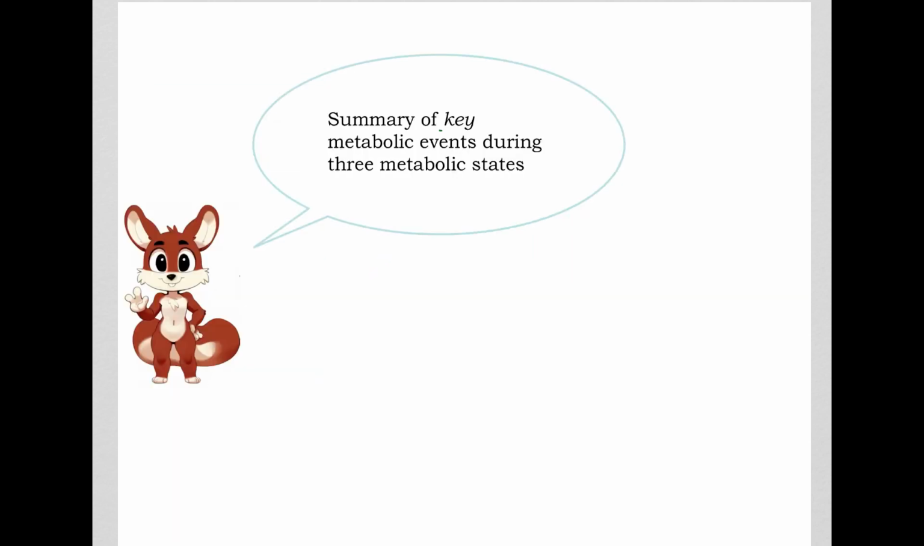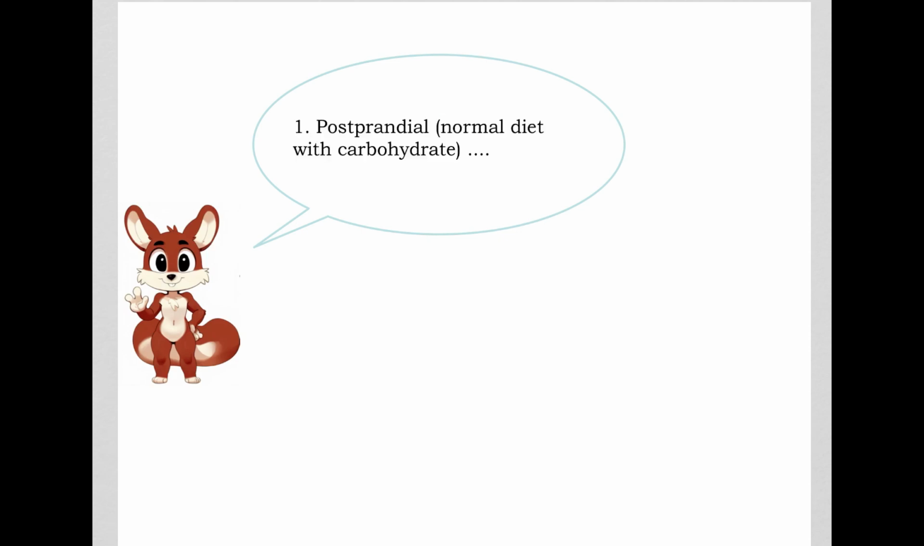So let's look at the key or the major metabolic events that happen during these three metabolic states. So first, let's look at the postprandial state, and we'll talk about a normal diet. That means you have eaten a normal diet, especially with respect to carbohydrate. So here we're not talking about specialized diets such as the Atkins diet and so on, which will cause a different metabolic sequence of events. But this is just a normal diet with carbohydrates.